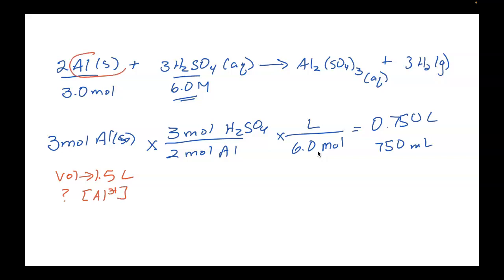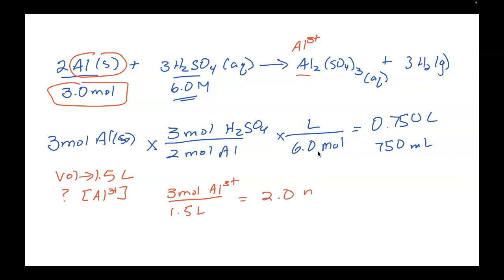So we start out with aluminum metal, but then after the reaction it gets converted to aluminum ions. And we know that we had 3 moles of aluminum to begin with, so we're going to have 3 moles of Al3+ at the end, because we've set it up so that there's a complete reaction. And if we divide that by the total volume, we get 2.0 moles of aluminum 3+ per liter.